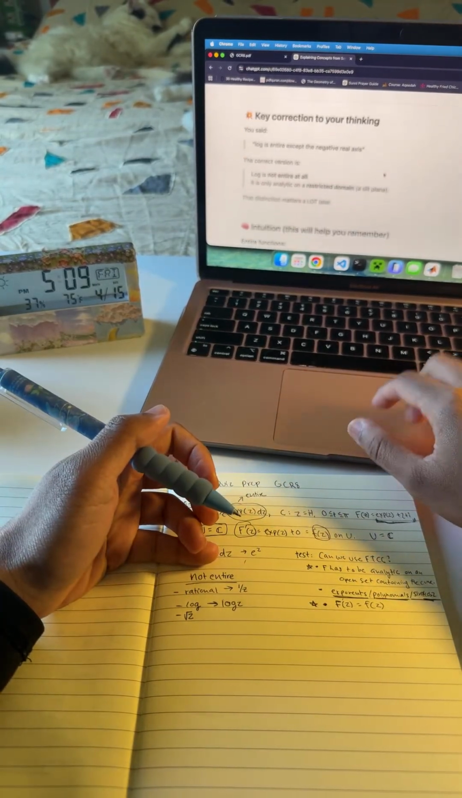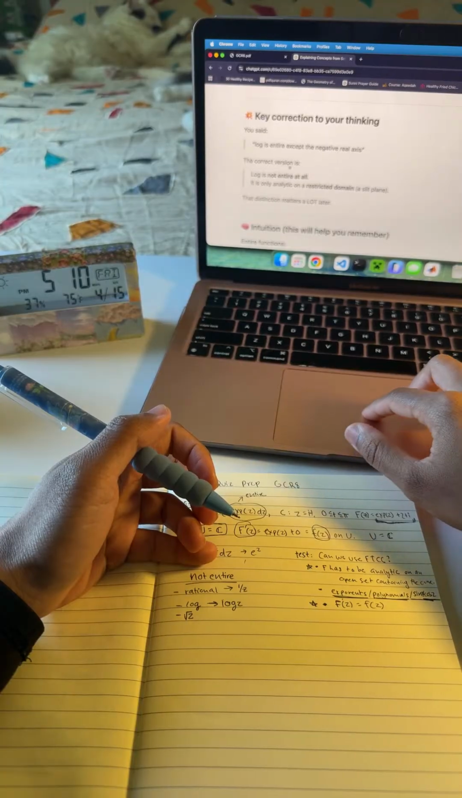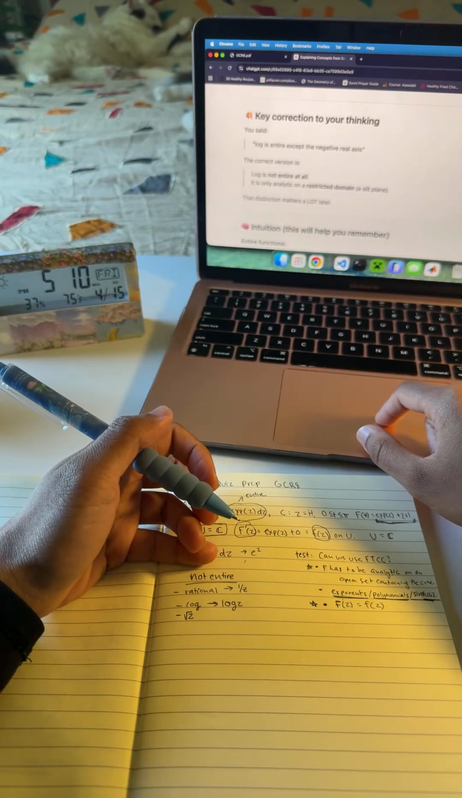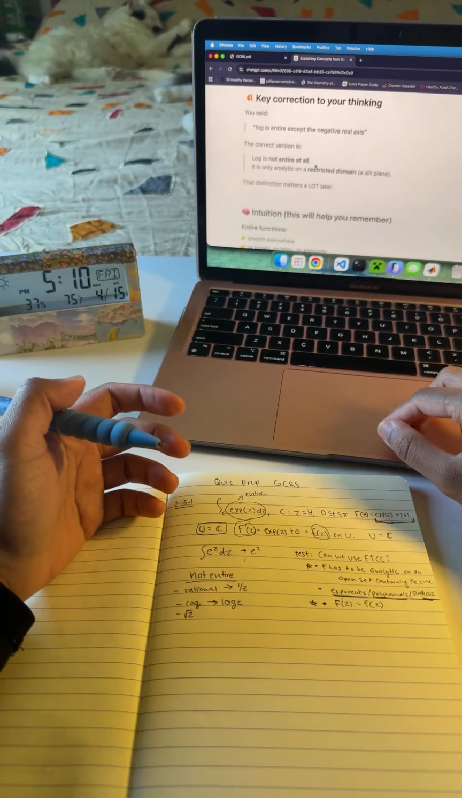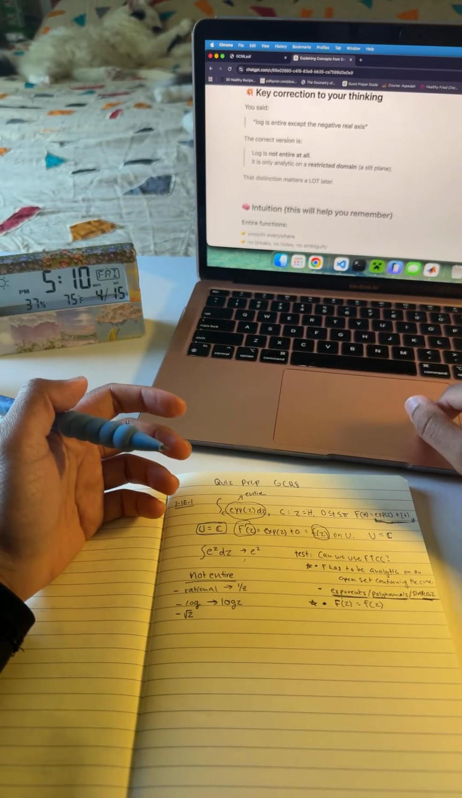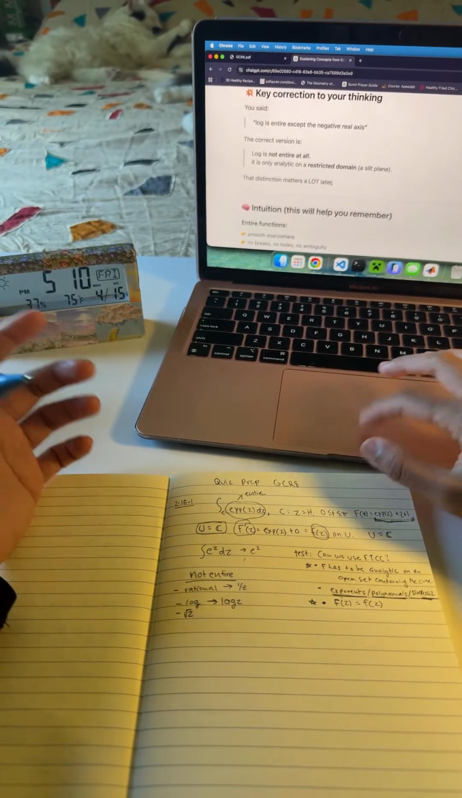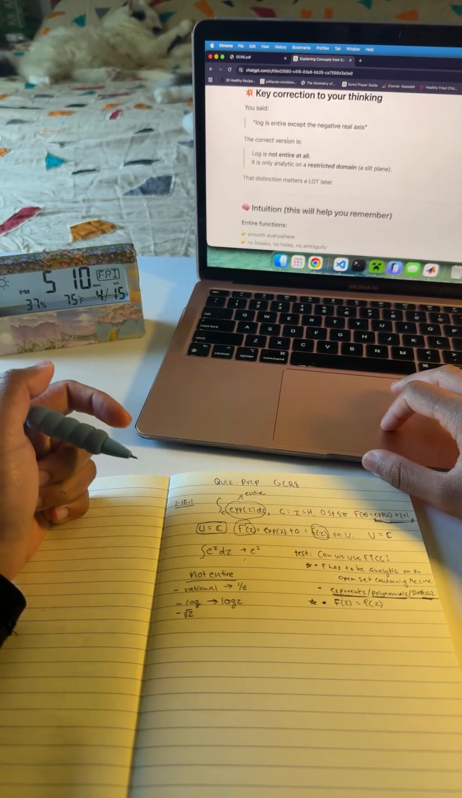So key correction to your thinking: log is not entire at all. Okay, yeah, sorry about the wording. It's only analytic on a restricted domain, a slit plane. The distinction mattered a lot later. What is this, an English class? A slit plane.